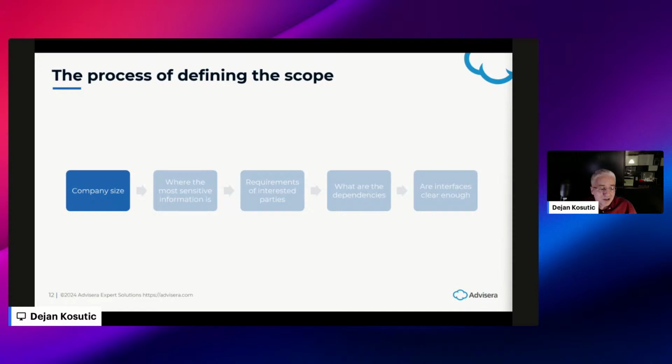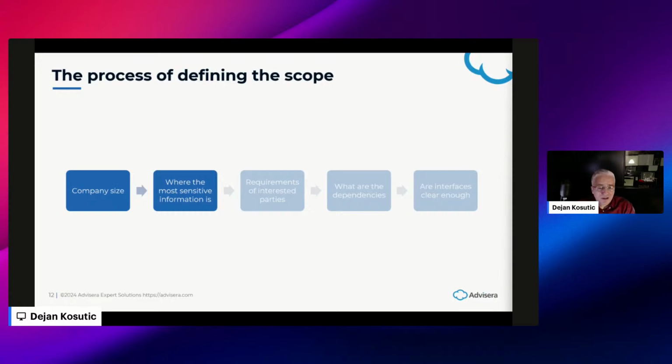Now, if you are larger than 50 employees, then these companies typically have a clear organizational structure. They have separate departments, separate offices, and so on, and then it's easier to exclude some of the departments from the scope. So you should start with the company size to determine whether you go for the whole company or only a part of it. If you're a larger company than 50 employees, then you go through these other steps.